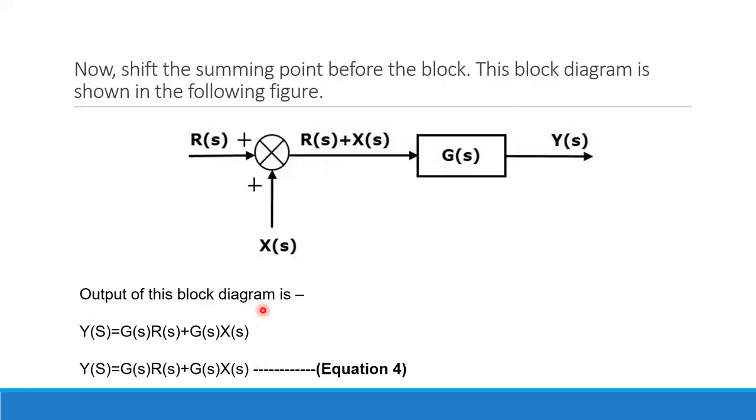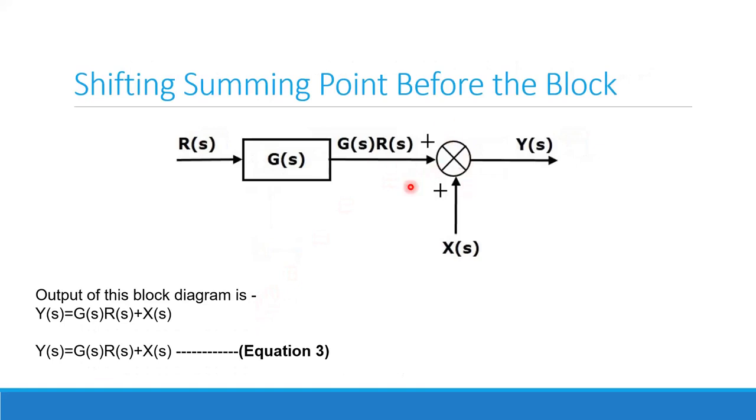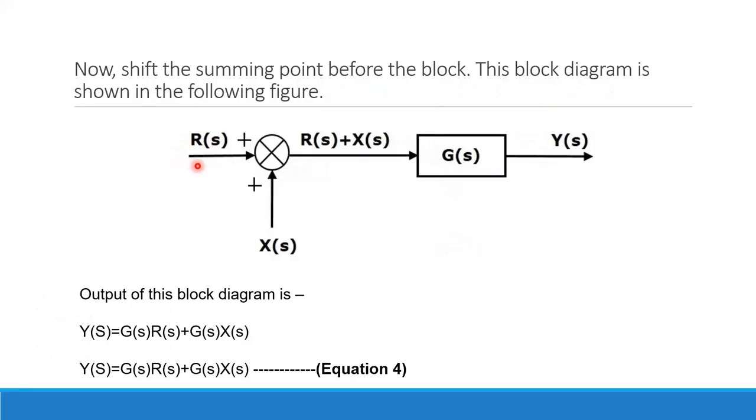Now let us shift this summing point before the block, on the left side of the block. Now if you shift this summing point on the left side of the block, or you can say before the block, you shift it with X(s), correct? Now let us calculate the output again.